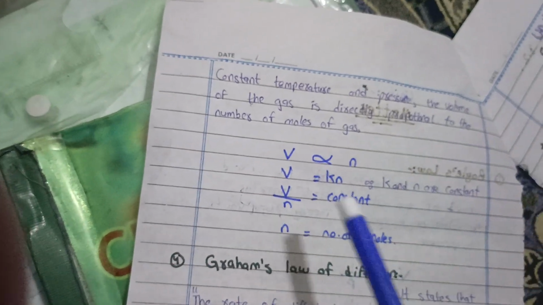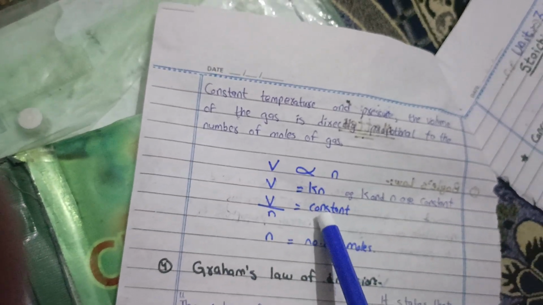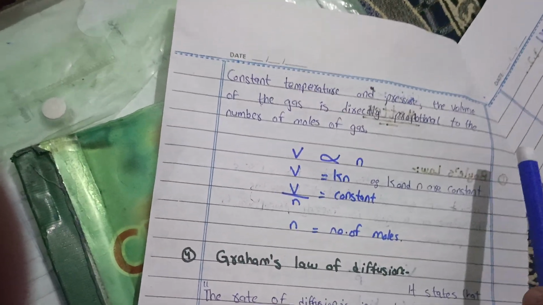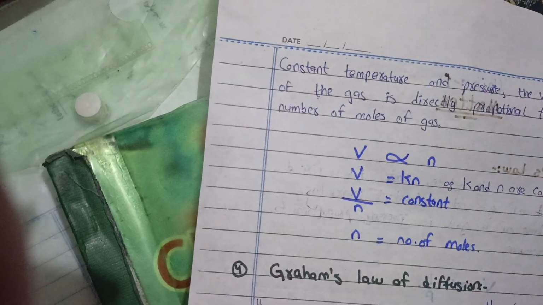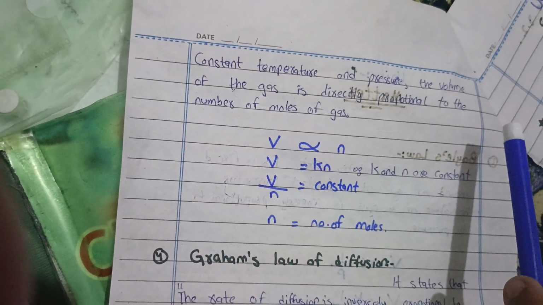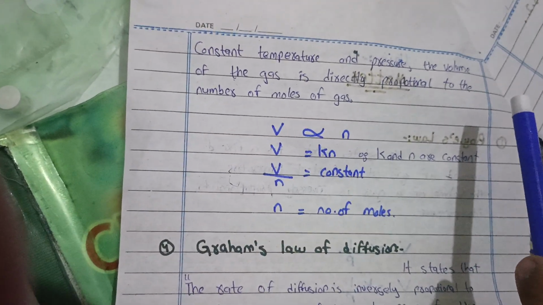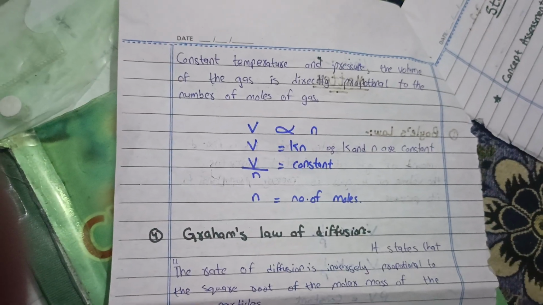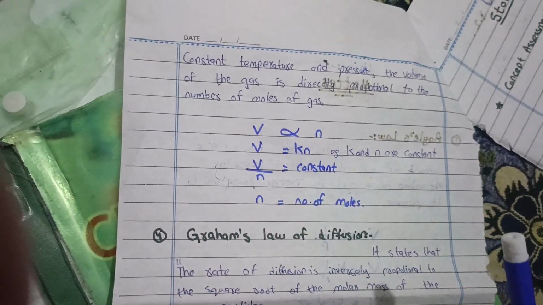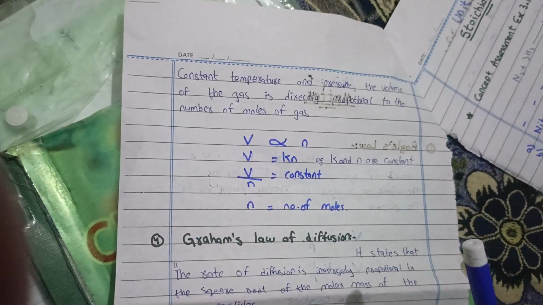Now moves towards its derivation, and this derivation of Avogadro's law says that volume is directly proportional to the number of particles of a gas, molecules, at constant temperature and pressure. Now example of Avogadro's law: 1 liter of oxygen and 1 liter of hydrogen contain the same number of molecules if temperature and pressure are the same.